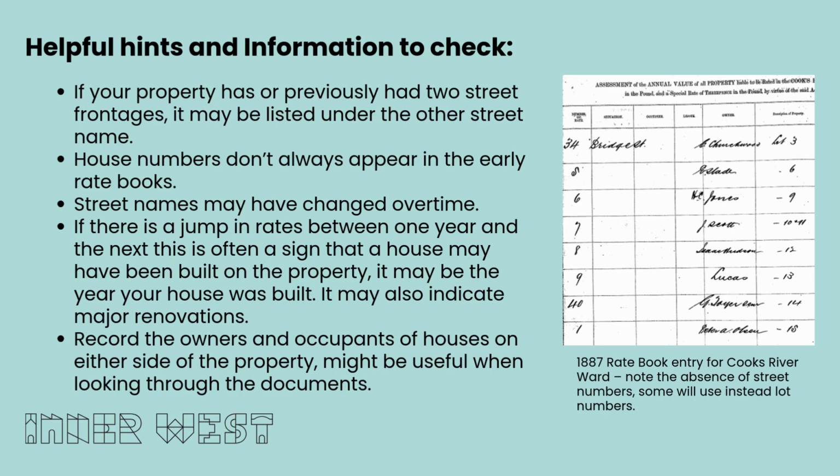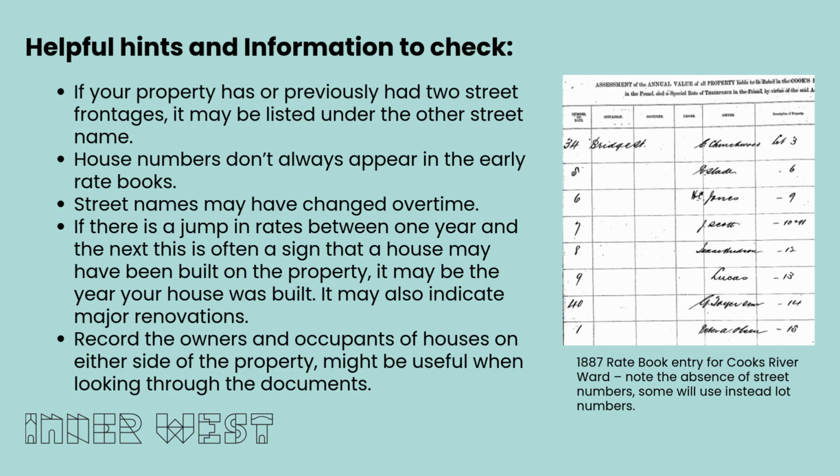Here are a selection of helpful hints and issues that you can come across in the process of researching. If your property has or previously had 2 street frontages, it may be listed under the other street name, so it is always important to check. House numbers don't always appear in early rate books. Street names may have changed as well over time, so it is always good to double check through maps and subdivision plans if the street still remains under that name.